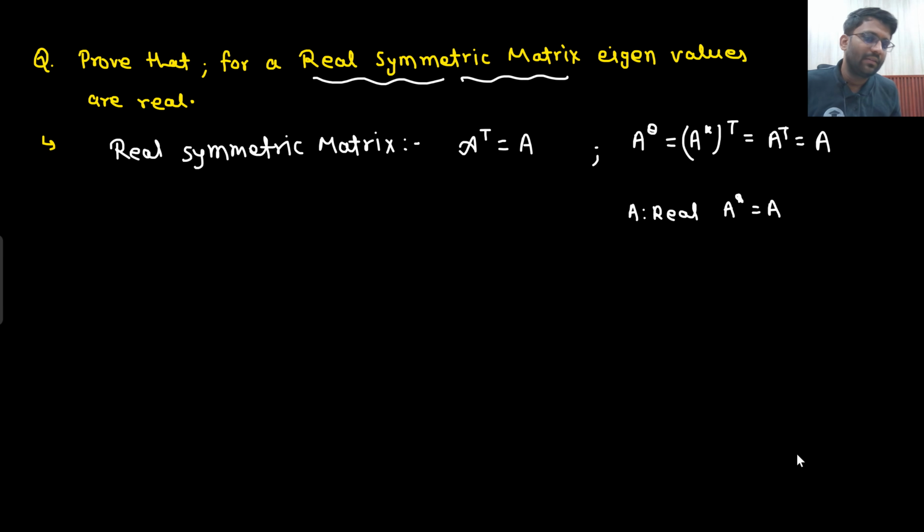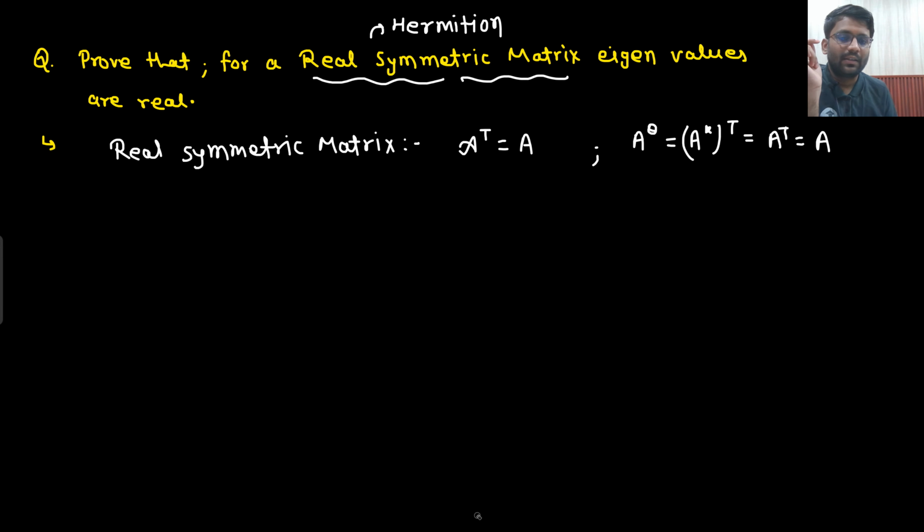What does that mean? A conjugate is also coming out to be A. So if it is a real symmetric matrix, that means it will be a Hermitian matrix as well. Real symmetric means it will be Hermitian as well. Is that clear to you? So we are going to use two kinds of properties. Both of these properties we are going to use. Why is that so? Because I need to prove something is real or imaginary. So let's check how we will prove it.